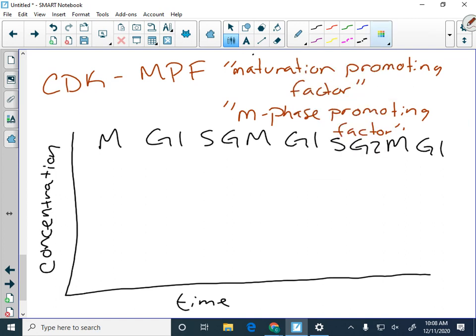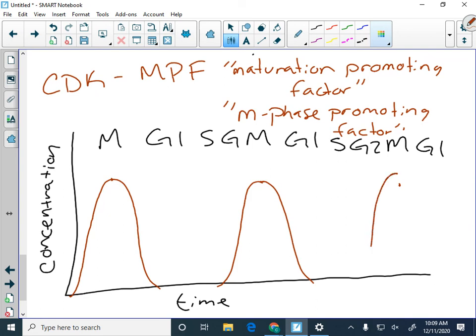We're going to start with our MPF, right? So our MPF is at its highest concentration when the cell is in M phase because it promotes mitosis. So it'll look like this. There's none in that G1 and S phase, but it rises and falls like that.